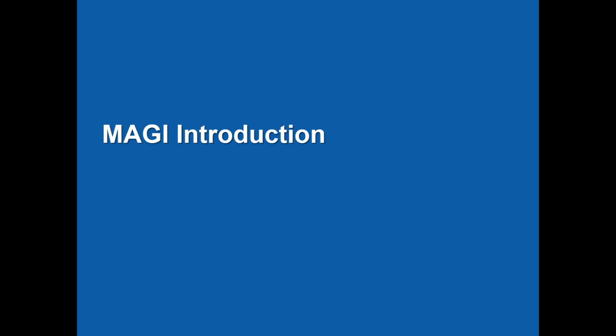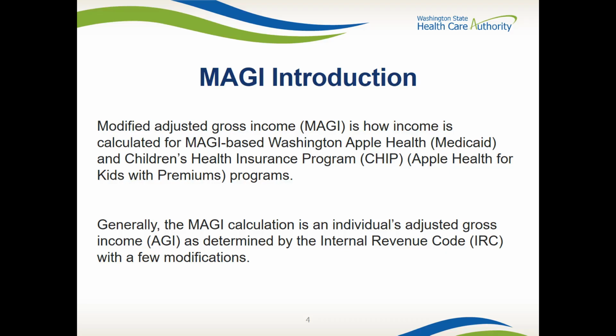Now let's review what is MAGI. Modified Adjusted Gross Income, or MAGI, is how income is calculated for MAGI-based Washington Apple Health, or Medicaid, and Children's Health Insurance Program, or CHIP, Apple Health with Kids with Premiums programs. Generally, the MAGI calculation is an individual's adjusted gross income, or AGI, as determined by the Internal Revenue Code, with a few modifications.